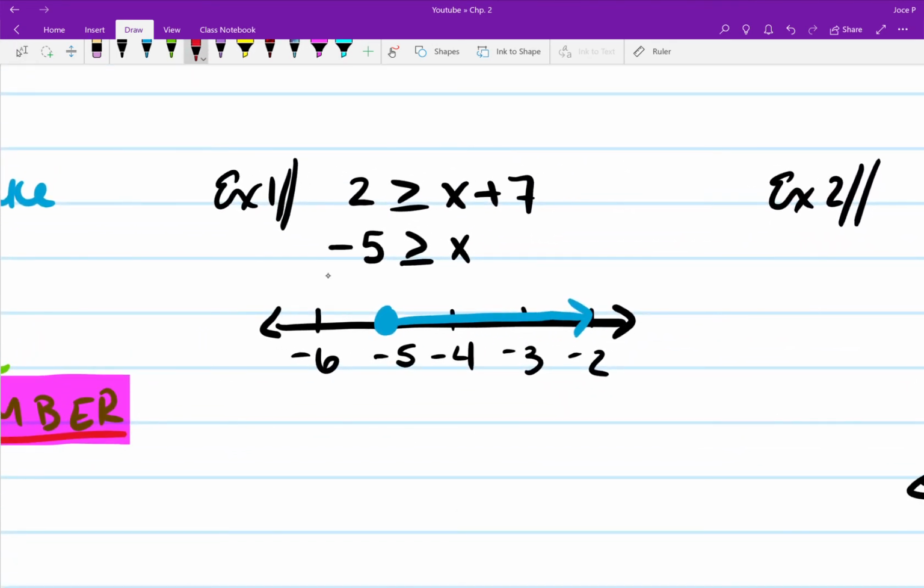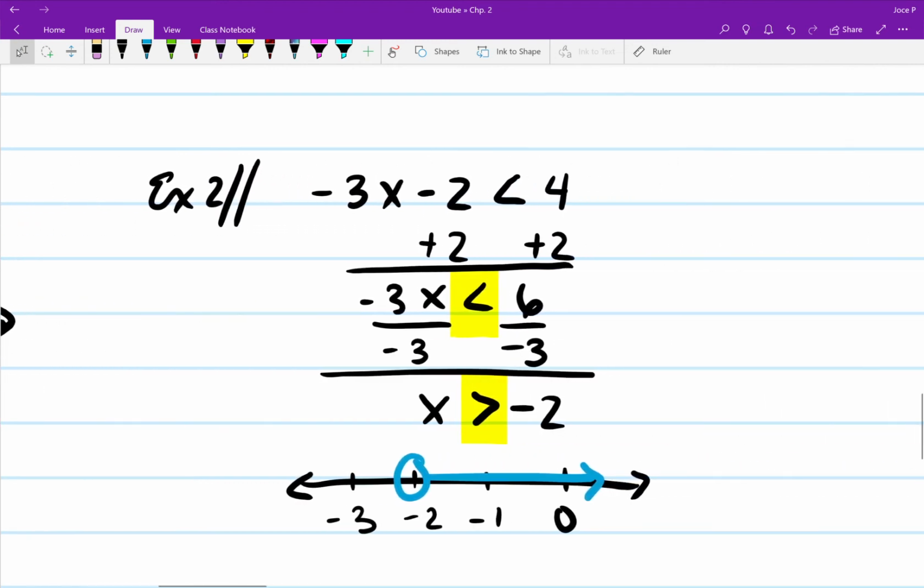Here, what we did was we subtracted 7 on each side to get to negative 5 is greater than or equal to x. This is our solution, and we graph it. Closed circle, because it includes 5, and it goes to the right.